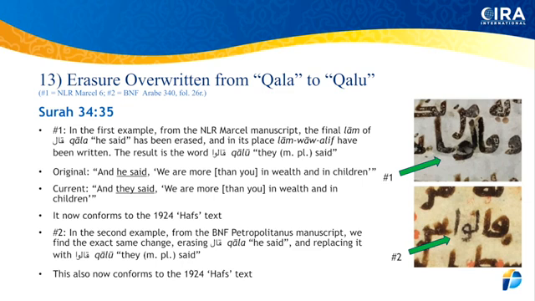Now, the original was, "he said, we are more than you in wealth and in children." Now it says, "and they said, we are more than you in wealth and in children." So now it has conformed to the 1924 Hafs text. That's important, that they conformed it. But they went ahead and did it in this other manuscript as well. So this is not all by itself.